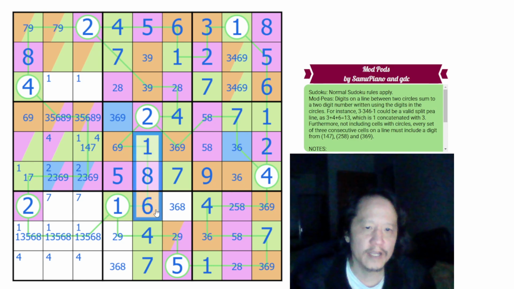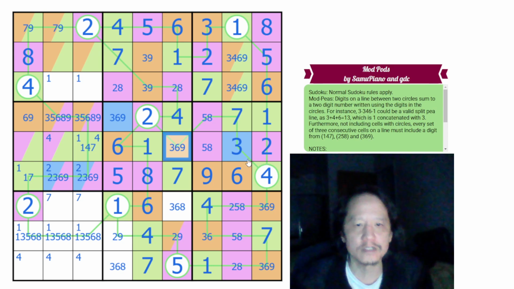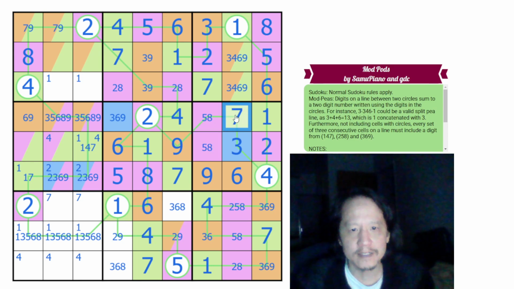So this is 1, 8, and 6. That adds up to 15. To add up to 21, this must be 6. So therefore, this is 6, which makes that 3, which makes that 6. This can't be 3 or 6, so this is 9. That means this is 12, plus 7 is 19.